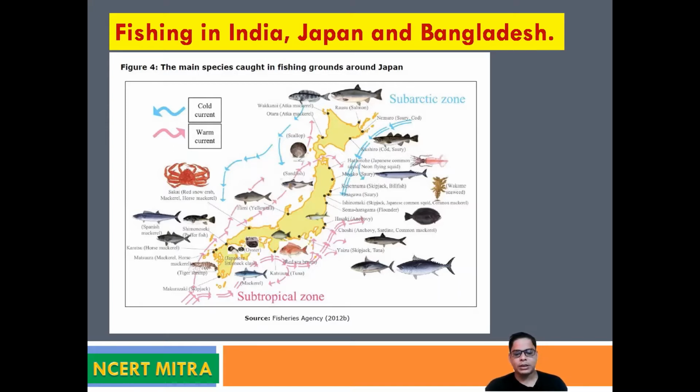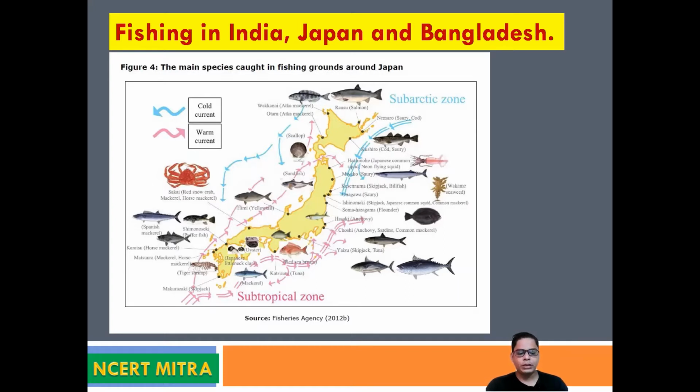Perhaps you know Japan is an island country, but its coast is dotted with 4,000 villages of fishermen. Most of the coastal area in Japan has a large continental shelf, which is ideal for the growth and reproduction of fish.